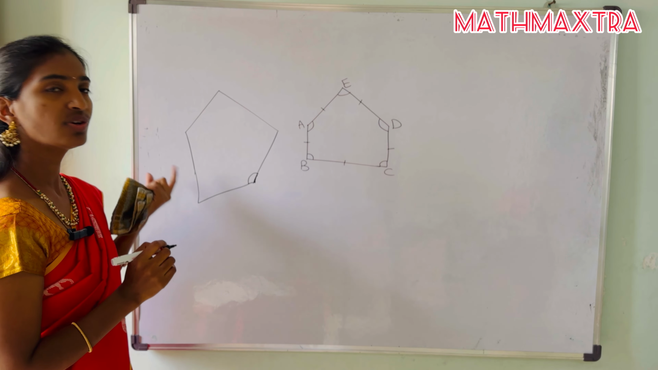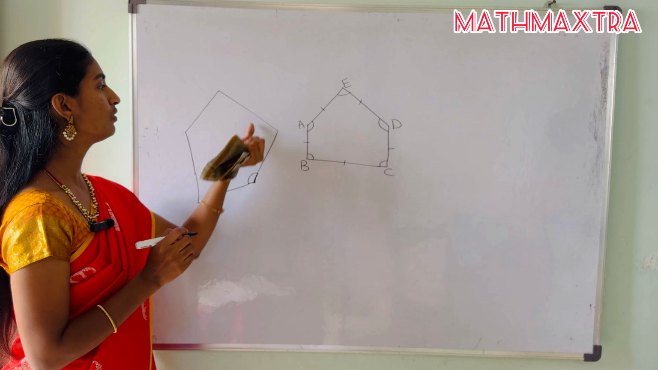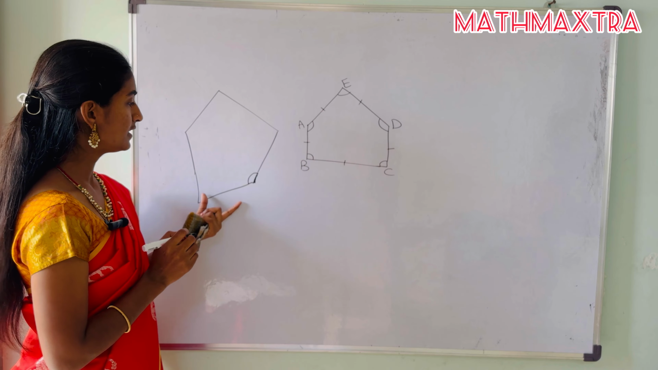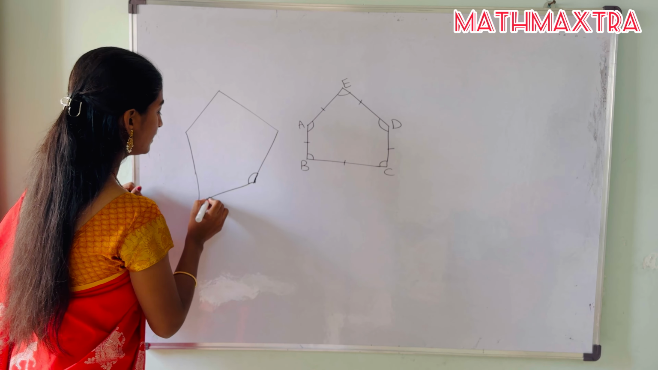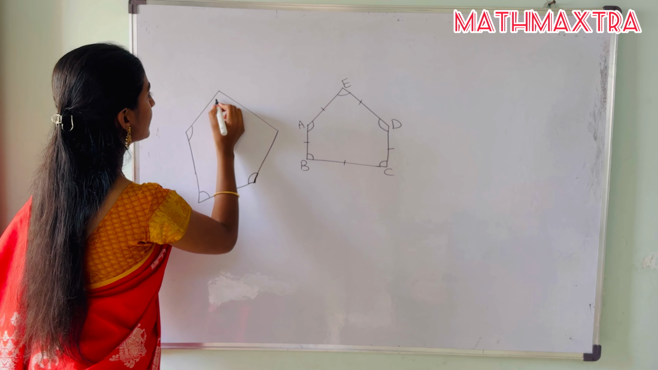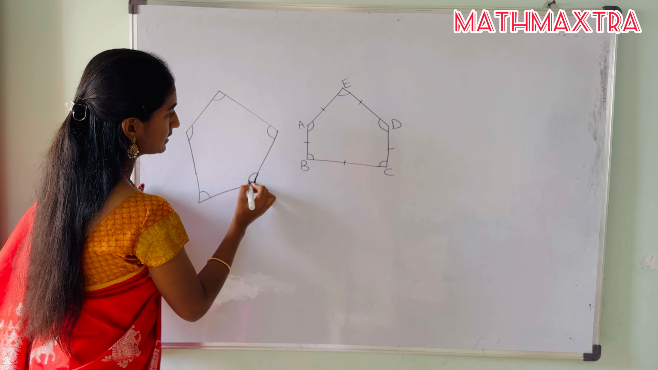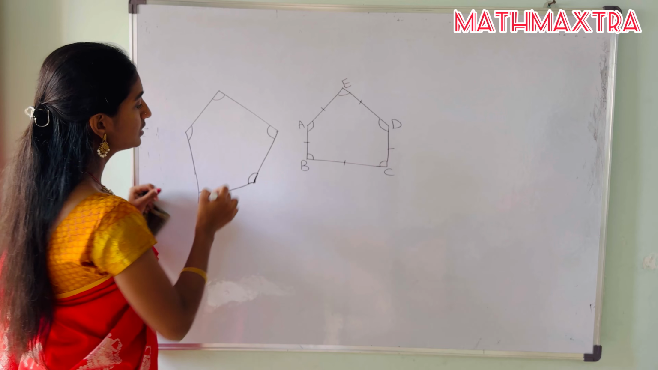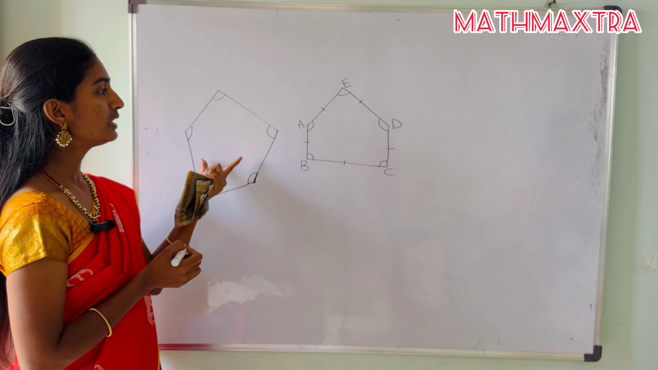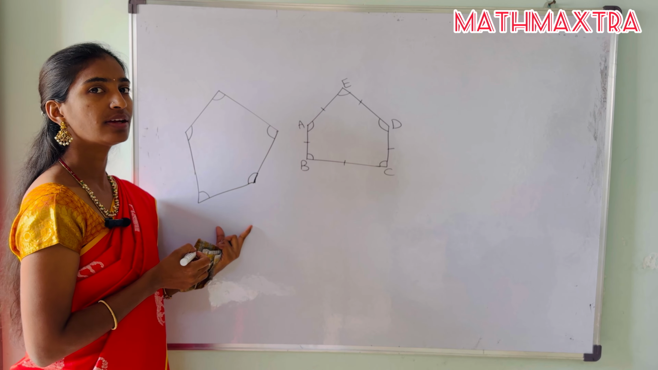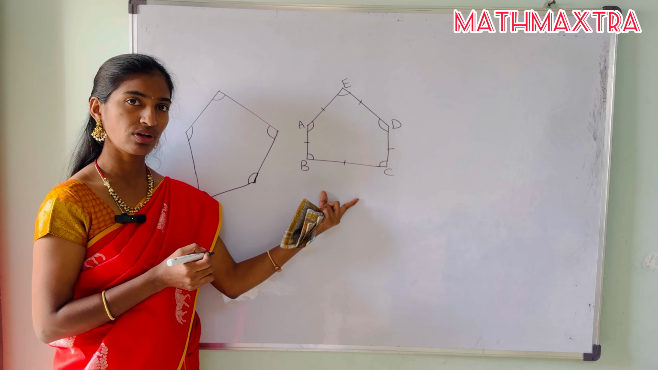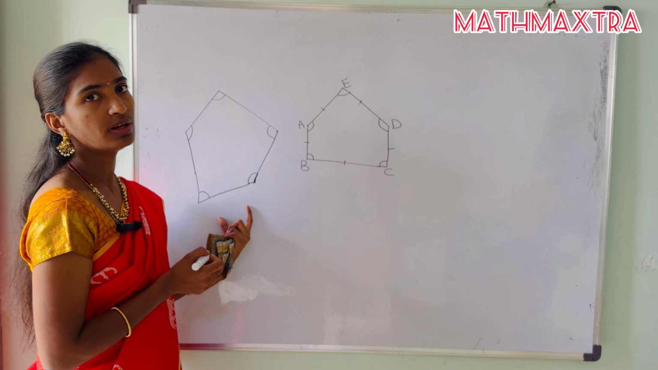See, this is also a pentagon. See, 1, 2, 3, 4, 5. 5 sides are there in this polygon. See, look at the angles. The angles are not equal. See, this angle is greater, this angle is smaller. That is why we call this polygon an irregular polygon. This is a regular polygon. This is an irregular polygon.